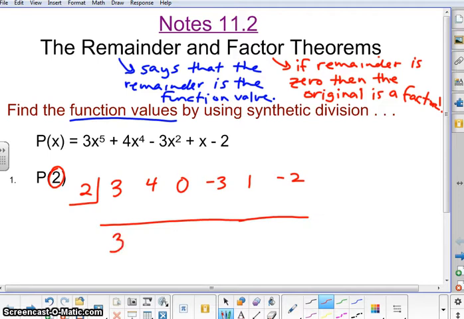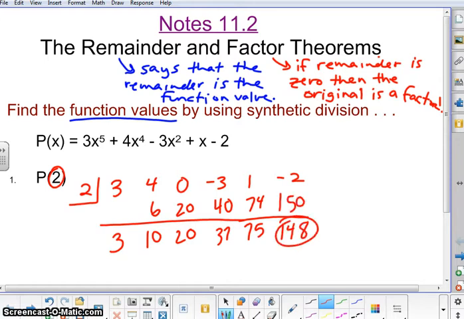And you get 3, 6, 10, 20, 20, and then 40. And you continue on to get 37. And then after that, 37 times 2 is 74. And that adds to 75. And you can see we're going to have a remainder. So this number right here is called the function value of p of x. So p of x is the original polynomial.